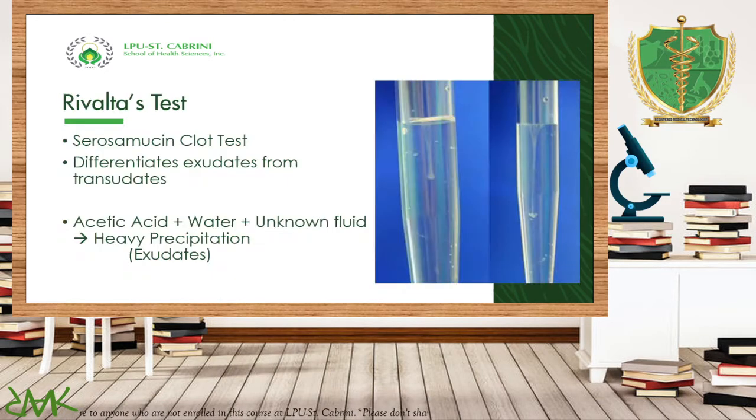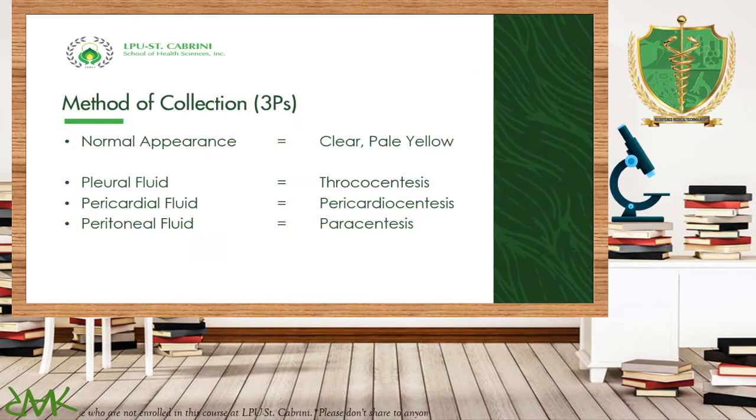Okay, so this is what I was telling you a while ago. The Rivalta's test, where we're going to have acetic acid and distilled water, and an unknown fluid. If there is a heavy precipitation, that is your exudate. The absence of precipitation is your transudate.